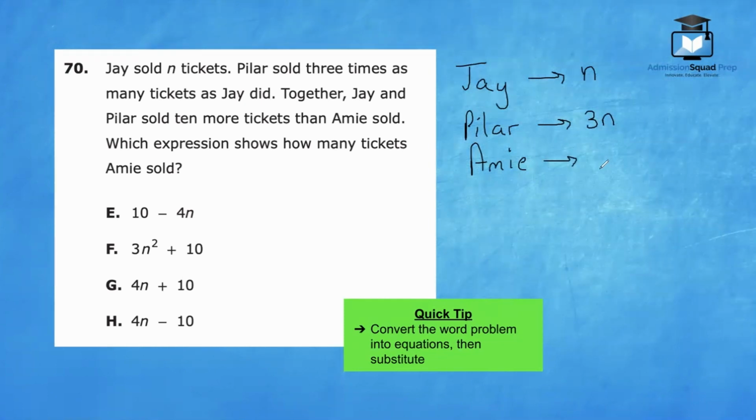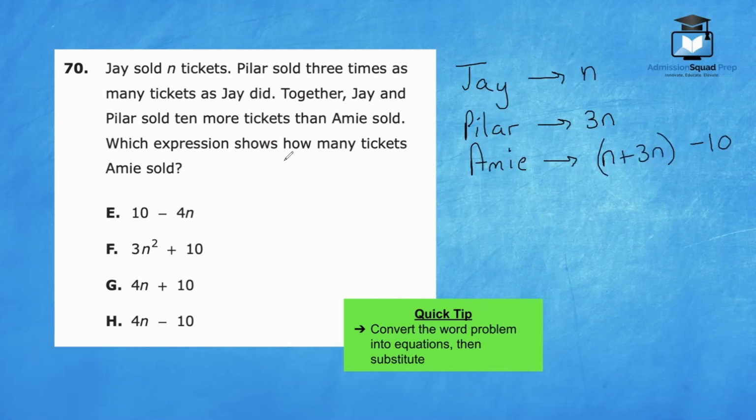Together, J and Pilar sold 10 more tickets than Amy sold. So when we add J's amount plus Pilar's amount, we would have to then subtract 10 to identify what Amy's amount is. Like, think about it. It says J and Pilar sold 10 more tickets than Amy. So let's say J and Pilar together sold 30 tickets. Amy would have to sell 20 tickets. We would do 30 minus 10 to get 20.